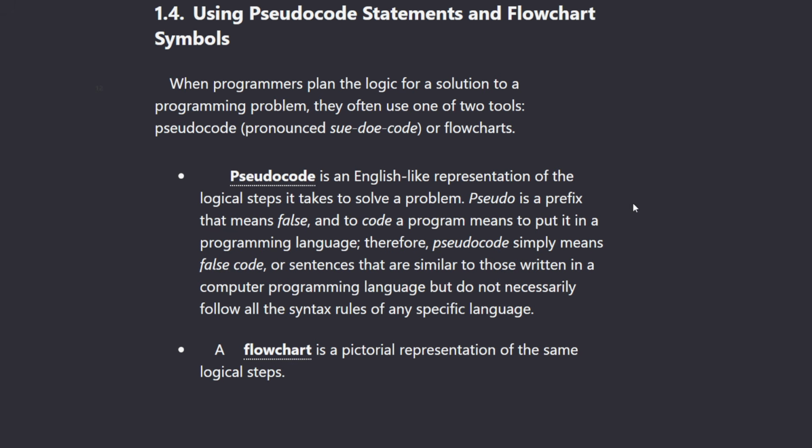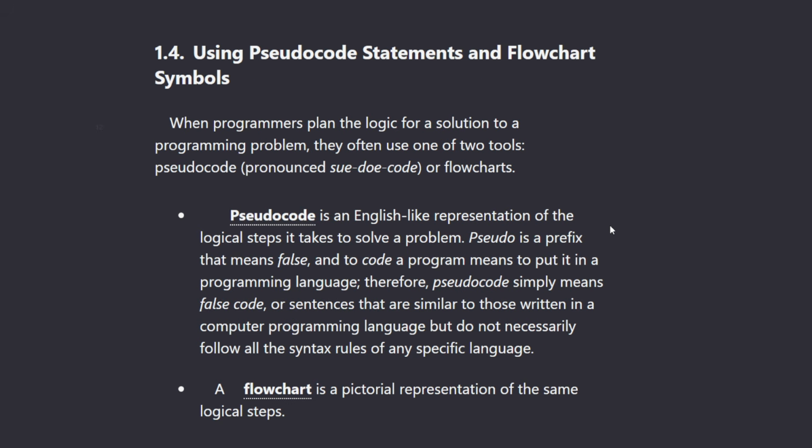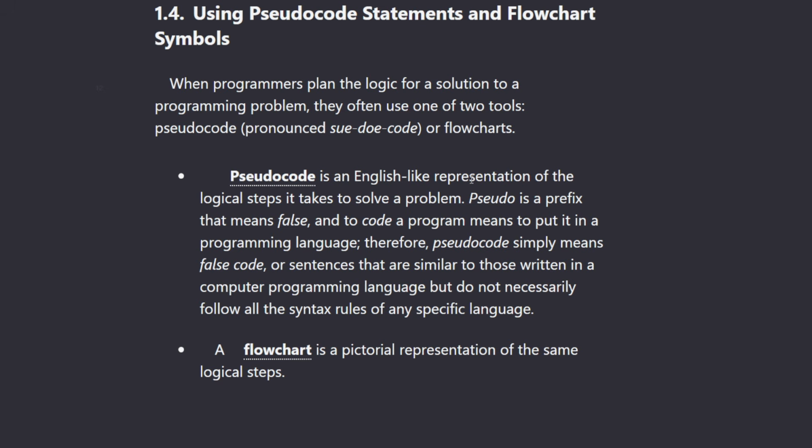Next is a flowchart. Unlike pseudocode, a flowchart is a pictorial representation of the same logical steps. If pseudocode is lines of understandable steps, kind of a blueprint for a program, a flowchart is also a blueprint, but it is more of a pictorial representation of the steps. We use different symbols and shapes to create a flowchart. We also use lines, and we can represent different structures.